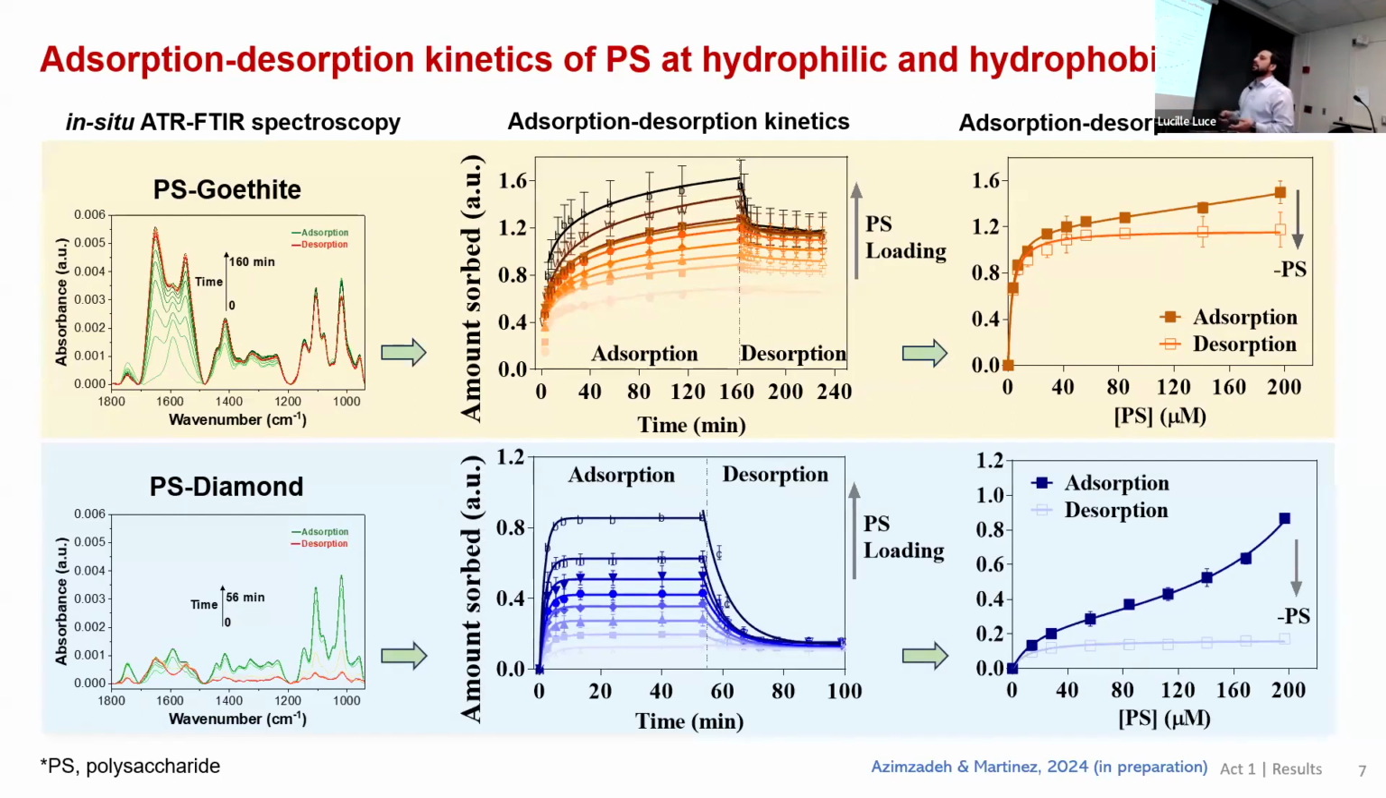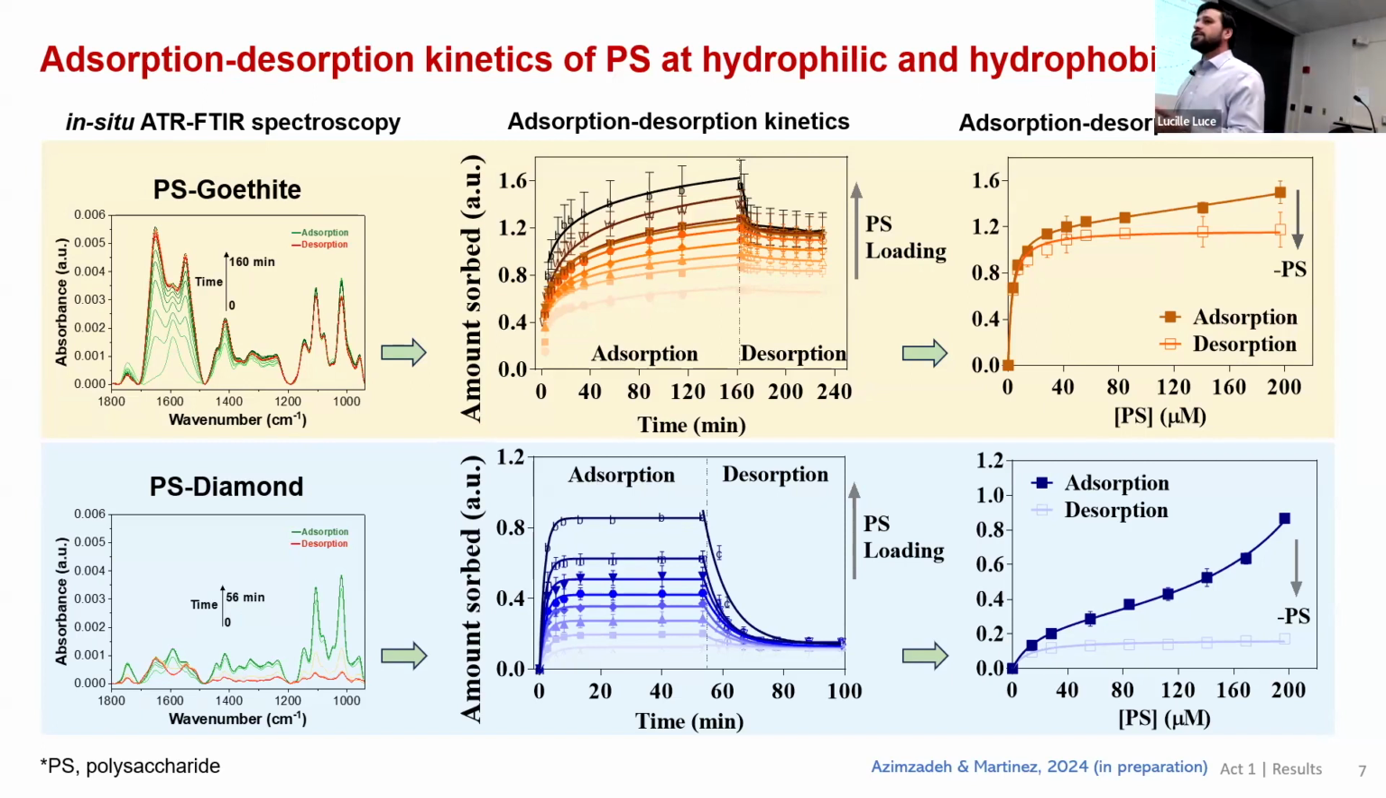This is a similar data set for diamond. So we have less adsorption compared to goethite, kinetically much faster. And during desorption, I can say most of them are desorbed, and some of them are still at the surface. And this is, you can see, an isotherm as well.